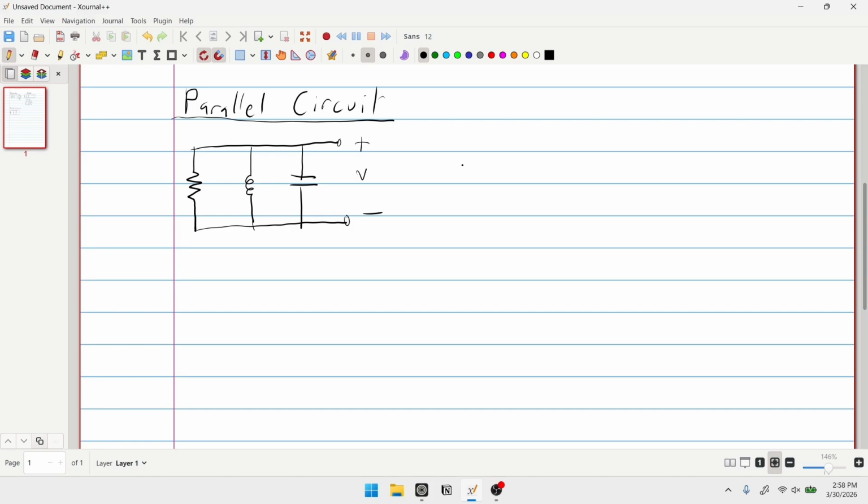So, let's use KCL at this node, right? We're getting used to this. We would have the current through the resistor plus the current through the inductor plus the current through the capacitor, and that equals 0, right? So we know that the current through a resistor is just V over R, right?